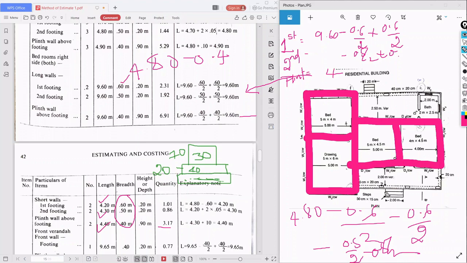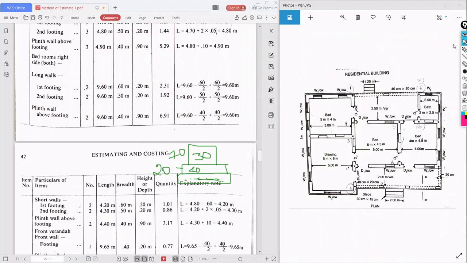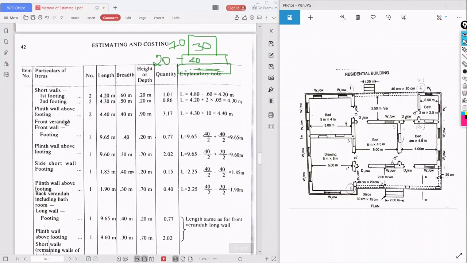Okay, remaining is front veranda and back veranda. That also we do by the same method. Front veranda wall footing, that is 9.65. So what is the center line length? 9.65 is the center line length. Okay, so minus. So this has been done, right? This is done and this is done.